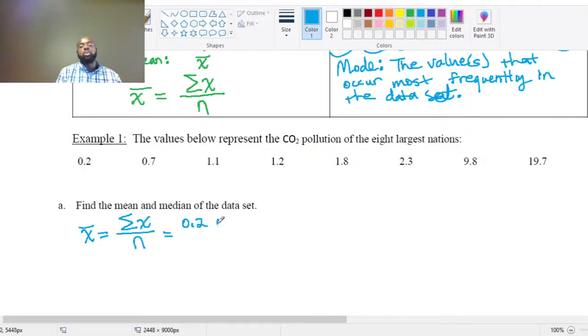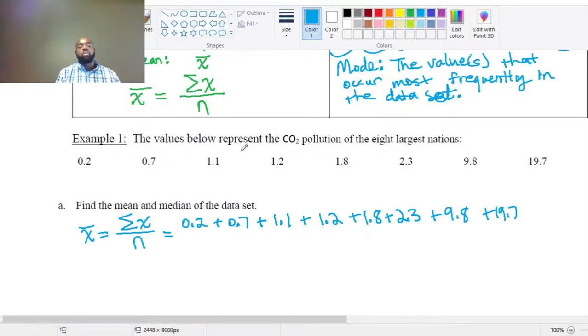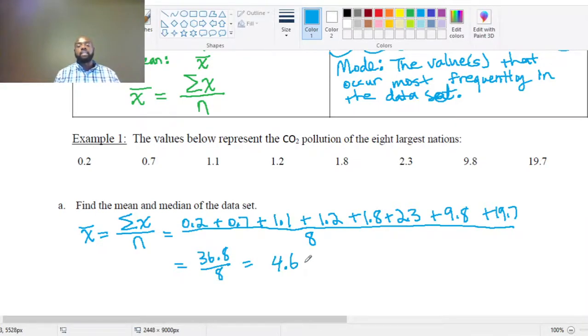So I'm going to do 0.2 plus 0.7. That's my second observation. My third observation is 1.1. My fourth observation is 1.2. My fifth one is 1.8. And we get 2.3, 9.8, 19.7. All right, that's 8 observations. Of course, they told me that too. I had to count. And so that is 36.8 divided by 8, which is 4.6. So this is saying that a typical observation is about 4.6.